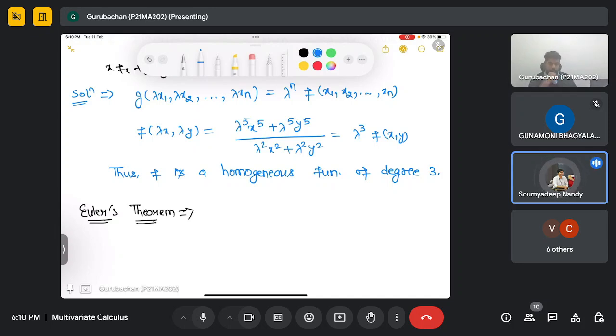And the second one was x square del square f by del x square plus 2xy del square f by del y del x plus y square del square f by del y square is equal to n into (n minus 1) into f. Yeah, absolutely right.